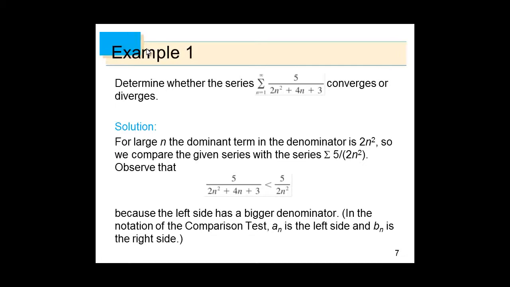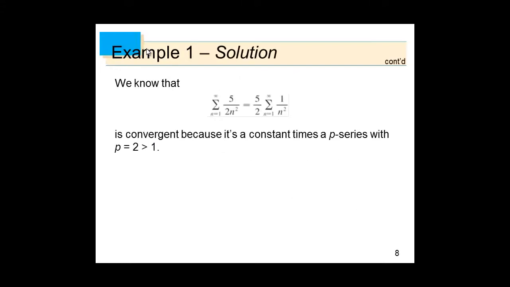Everybody's clear with that? Okay. So because this inequality holds, what we have then is that every term of the given series is smaller than the corresponding term of a convergent series, because we know that the series 5 over 2n squared is a p series with p being 2, so it's a convergent series. So now we could say, by using the comparison test, we know that the given series is convergent.